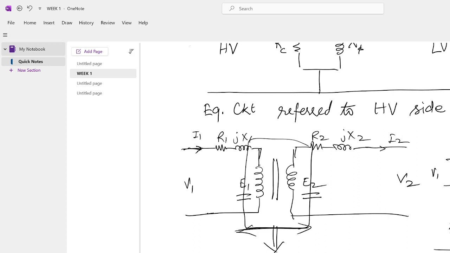Go to this secondary part, E2. How will you write E2? E2 you will write as I2 R2 plus jX2 I2, these all are phasors, plus V2. What about V1? V1 is the source: I1 into R1 plus jX1 into I1 plus E1.